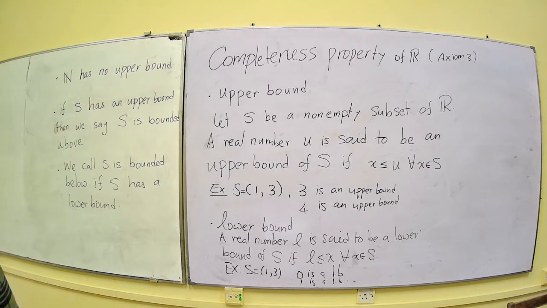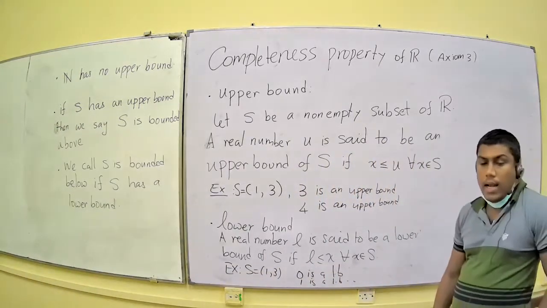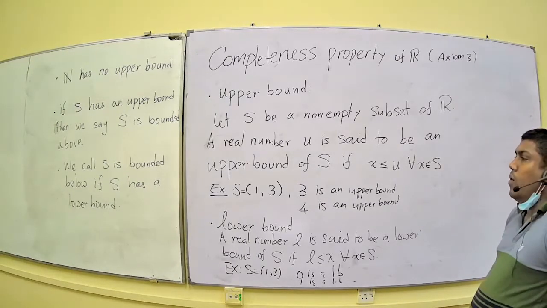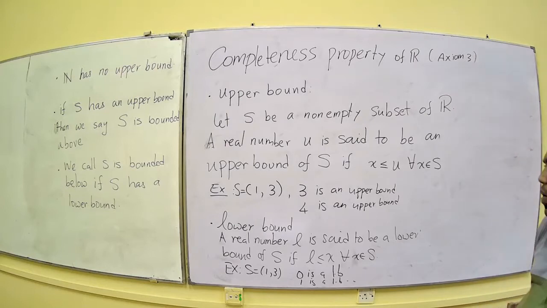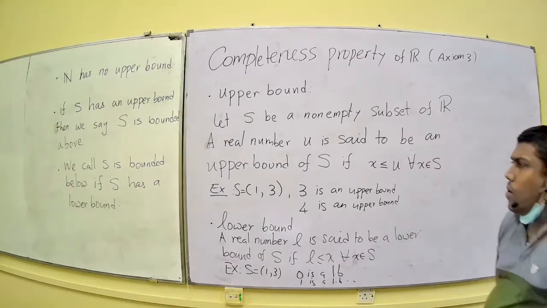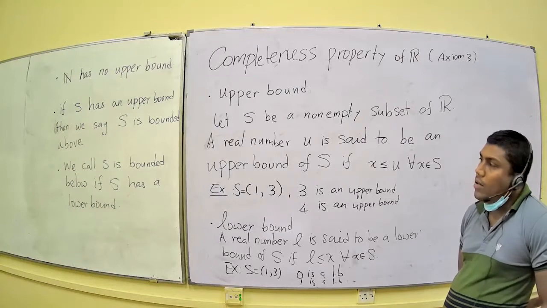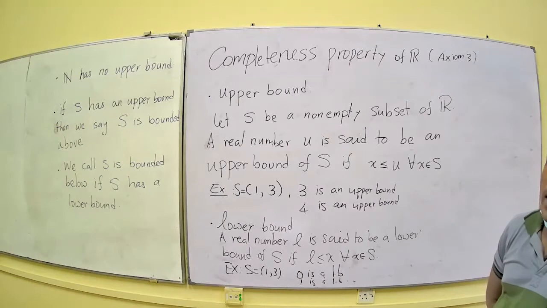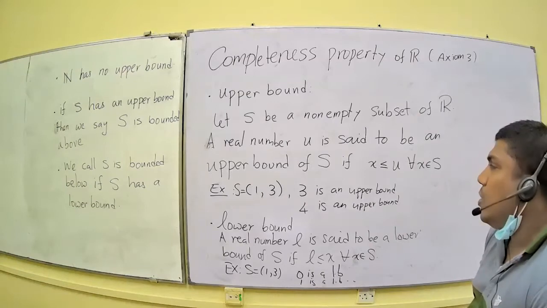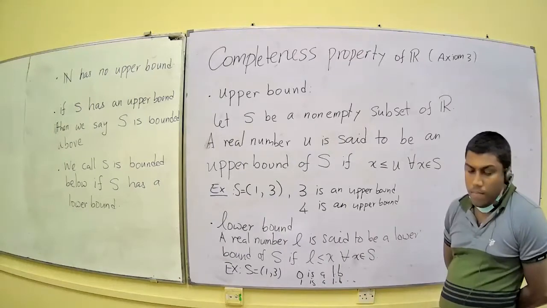Those terminologies are basically similar to what you have in English. If it has an upper bound, you say bounded above. If it has a lower bound, you say it is bounded below. If it does not have an upper bound, you say it is unbounded above, and if it does not have a lower bound, unbounded below. Mostly bounded above and bounded below are the two terminologies we will stick with. We very rarely use unbounded above and unbounded below in this course.